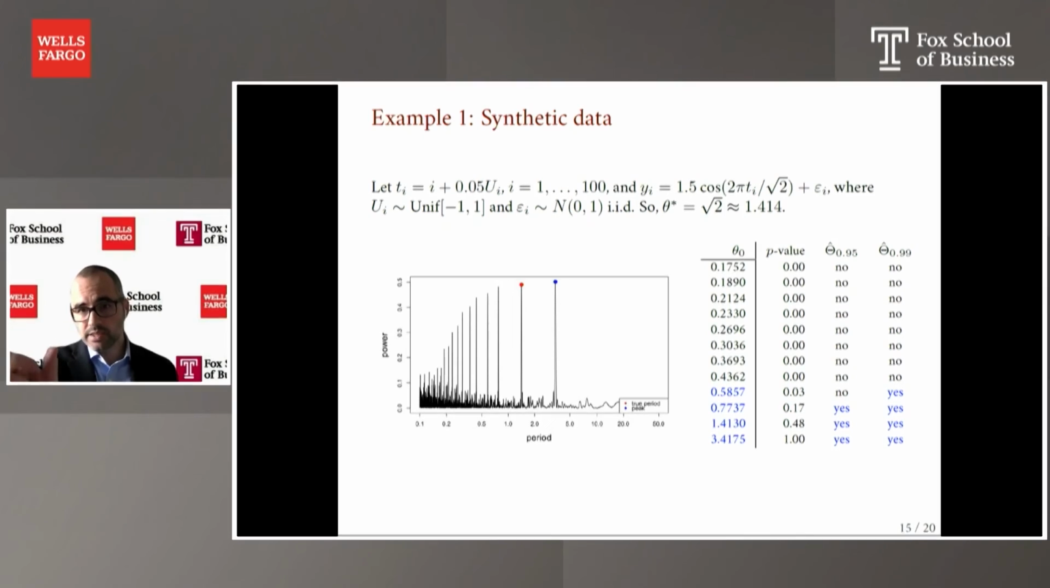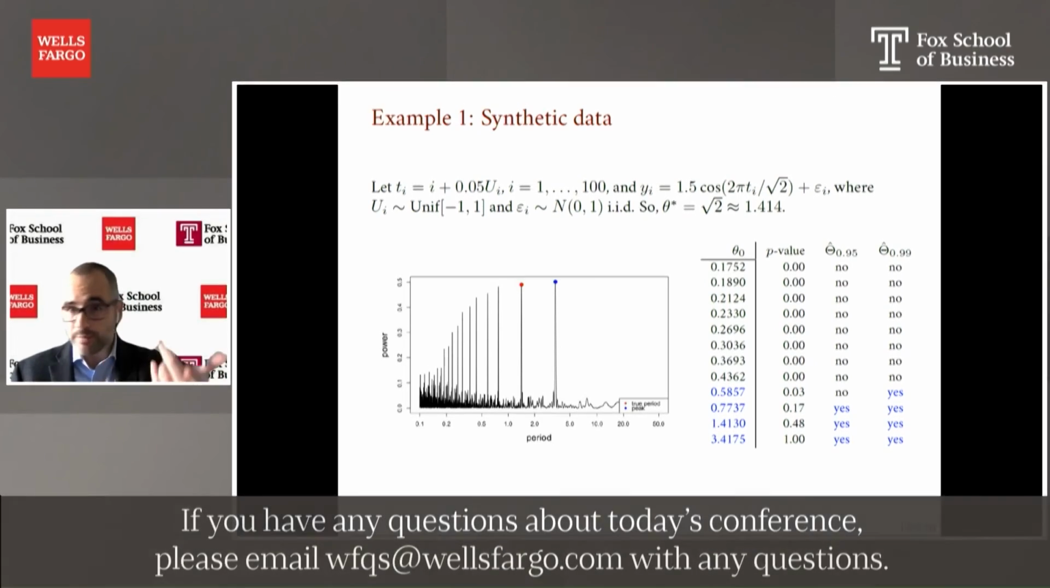When you see a yes there, it means that candidate value of the period cannot be rejected. So in that simulation example, you can see that our method is not getting tricked. It has values of 0.5 days, 0.77, 1.41, which is the true one, and 3.41 that cannot be rejected. So all of them are in the confidence set.